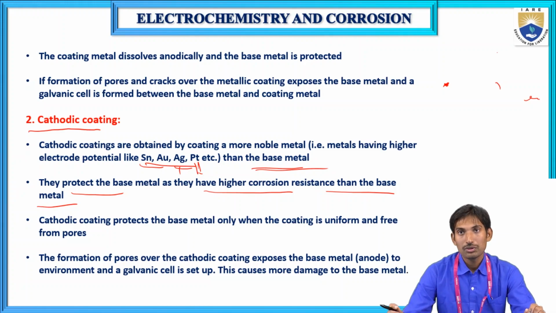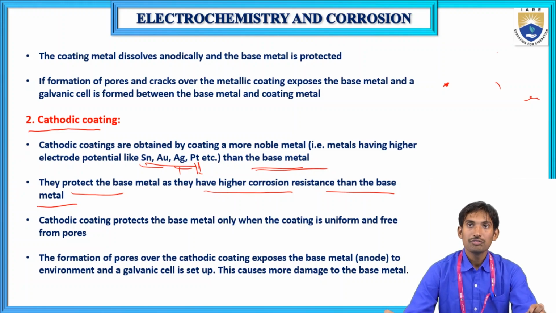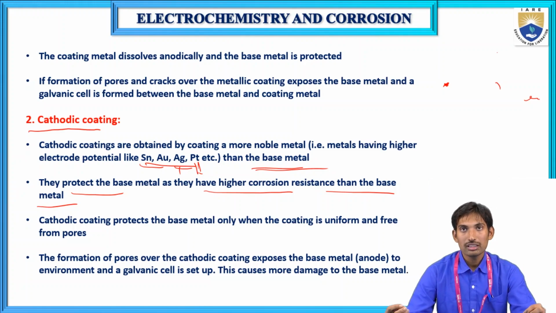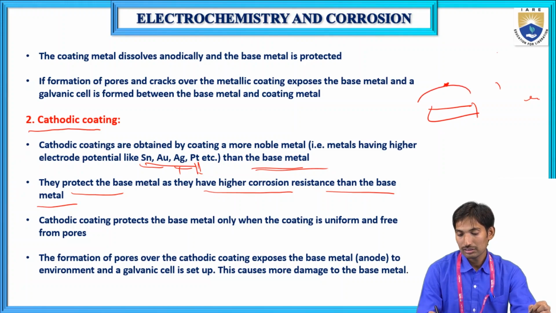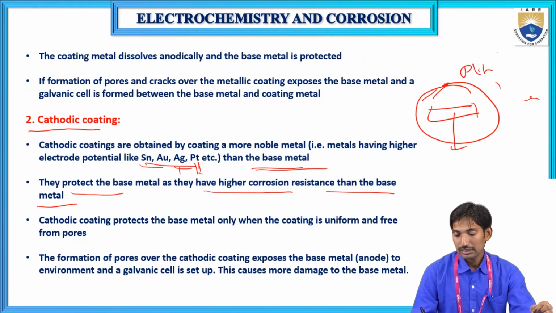Cathodic coatings protect the metal when the coating is uniform and free from cracks. If any pores or cracks are found on this cathodic coating, what happens? See, our base metal is there. We are coating with some cathodic metals such as platinum, tin, etc. So in this case, our base metal acts as anode. The protecting layer acts as cathode.